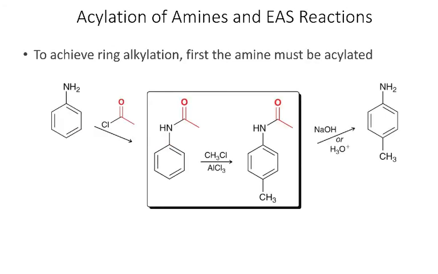But if I start with the aniline and acylate it, amides are not good bases, and so they won't react with the Lewis acid, and I still have a moderately activating group, so the Friedel-Crafts reactions will still work. And so then I can do the Friedel-Crafts reaction to put on my alkyl group, and then I can use hydrolysis to give me back the amine that I started with.